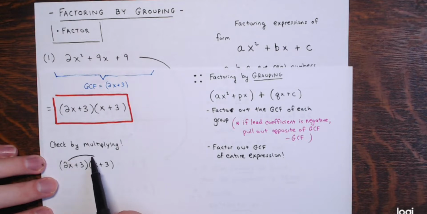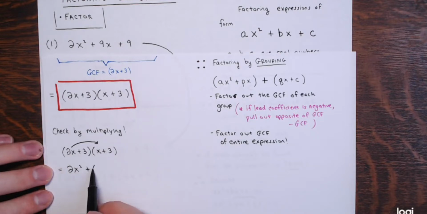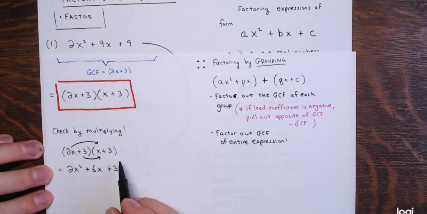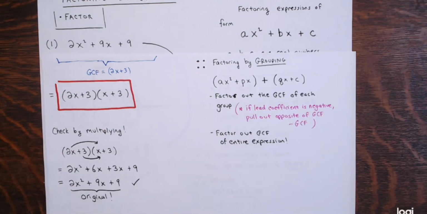So first I'll distribute the 2x. 2x times x is 2x squared. 2x times 3 is positive 6x. Now I'm done with the 2x and move over to the 3 and distribute the 3 to the x plus 3. 3 times x is positive 3x. 3 times 3 is positive 9. And then combining these like terms, these x to the first terms, we get 2x squared plus 9x plus 9. And look at that, that is the original expression. So, good, our factorization is correct.